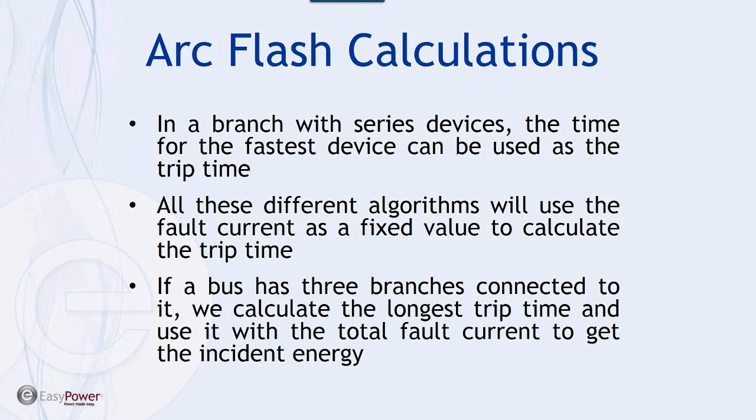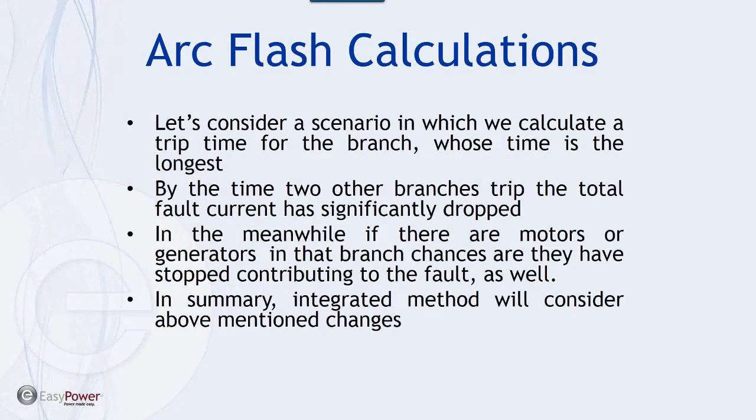Let's see how this new method, the integrated method, covers all these issues that I talked about so far. Let's consider a scenario in which we calculate a trip time for the branch whose time is the longest. By the time two other branches trip, the total fault current has significantly dropped. In the meanwhile, if there are motors or generators in that branch, chances are they have stopped contributing to the fault as well. In summary, the integrated method will consider the above mentioned changes. So any change due to a device dropping off or due to a protective device tripping will be considered.